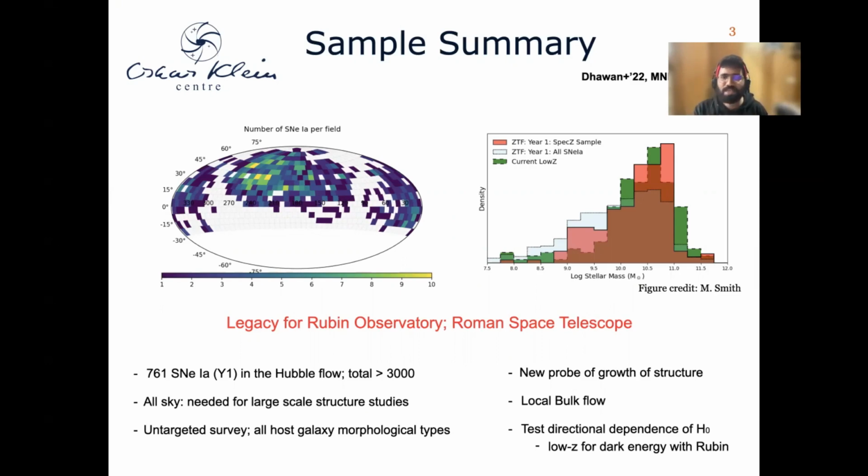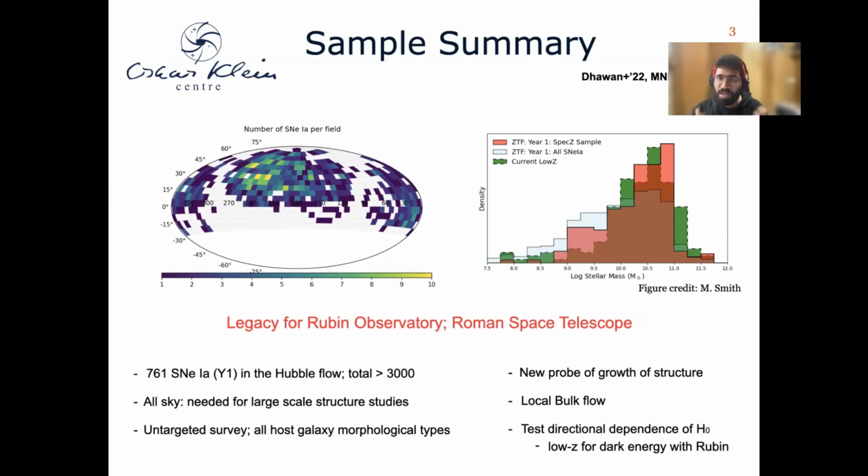On the right-hand side, we see the host galaxy mass distribution, comparing it to the current low Z, and we find a lot more type Ia supernovae discovered in low mass galaxies compared to the current low redshift anchor. So we're getting close to probing the underlying distribution and therefore looking for what the impact of host galaxy systematics will be. In addition to H0 measurements, there's a lot of new science that can be done with this sample. Because of its all-sky distribution, we can use this sample for local large-scale structure studies, for example, measuring growth of structure in the nearby universe.